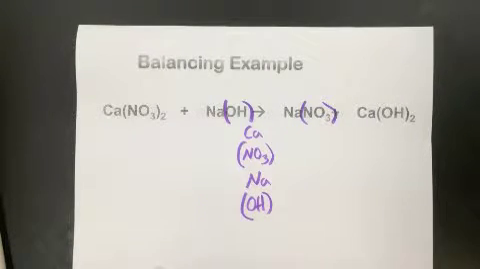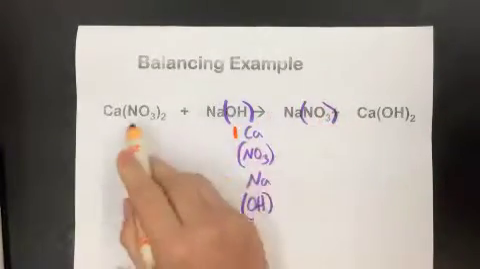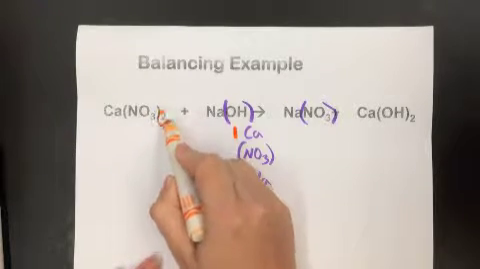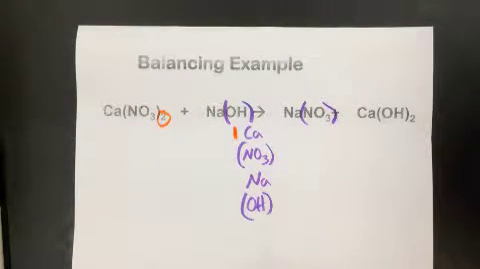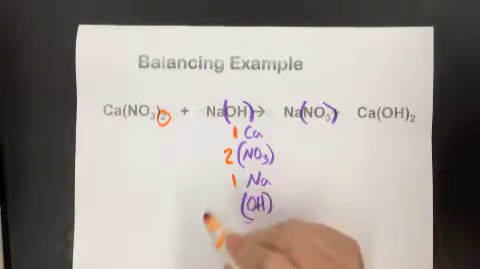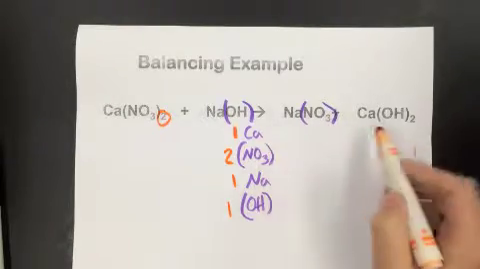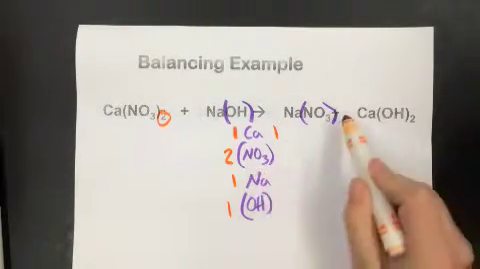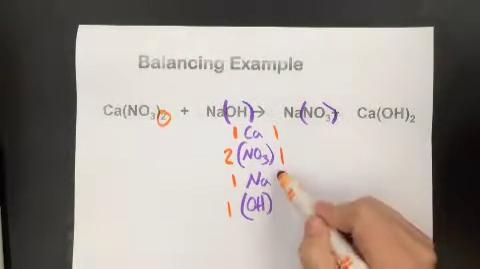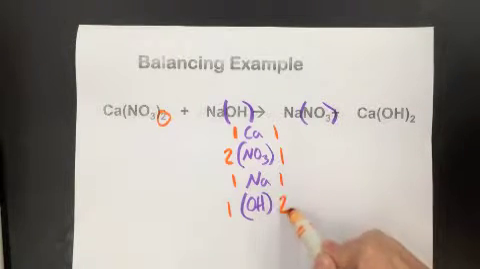So because of that, we now are going to count our atoms on both sides. So calcium on the left, there's 1. Nitrates. This is why it's very important to put those parentheses, because if you have a polyatomic, you're going to look at the number outside of the parentheses to determine how many you have. So for nitrate, we have 2. Sodium, 1. Hydroxide, 1. On the right, Ca, 1. Nitrate, 1. Na, 1. Hydroxide, 2.